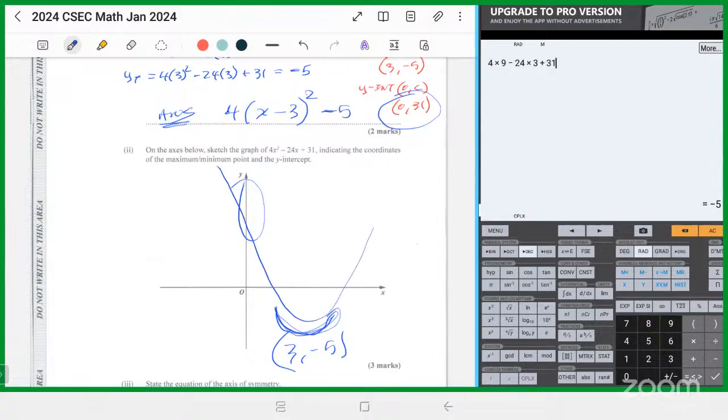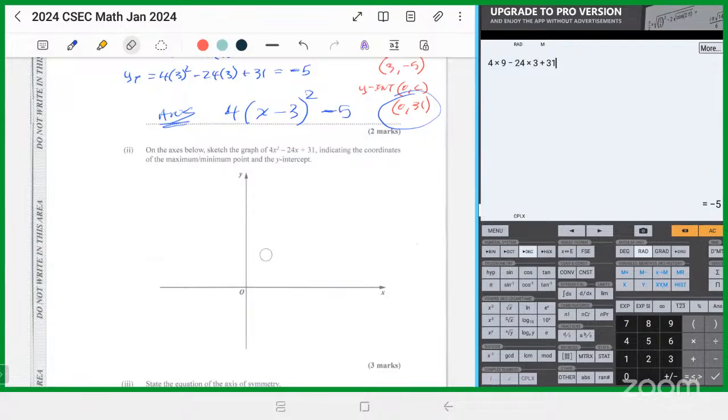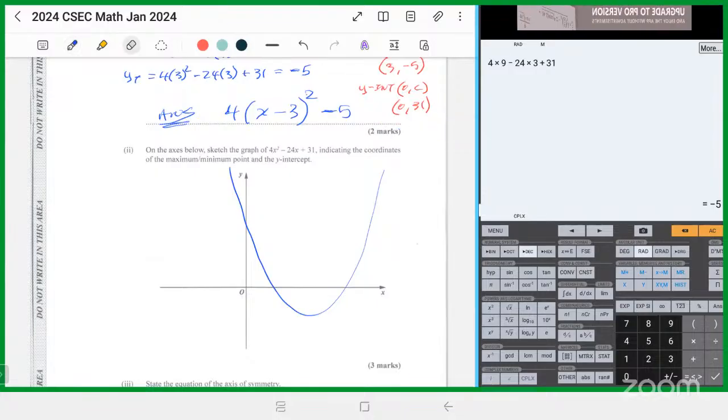A smile is going to go something like that. It's a sketch we're doing, guys, so it doesn't have to be 100% accurate. We're just going to mark it like this and put on the coordinates. So this point down here is 3, negative 5, and I'm going to show it's a minimum point. That's a minimum point.